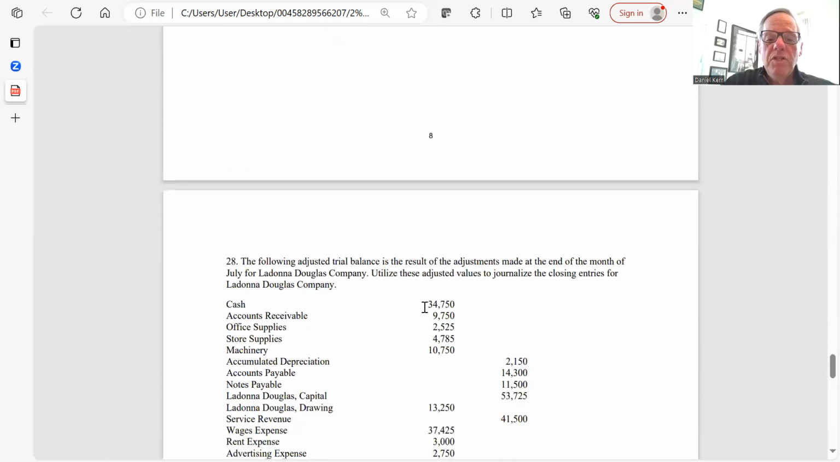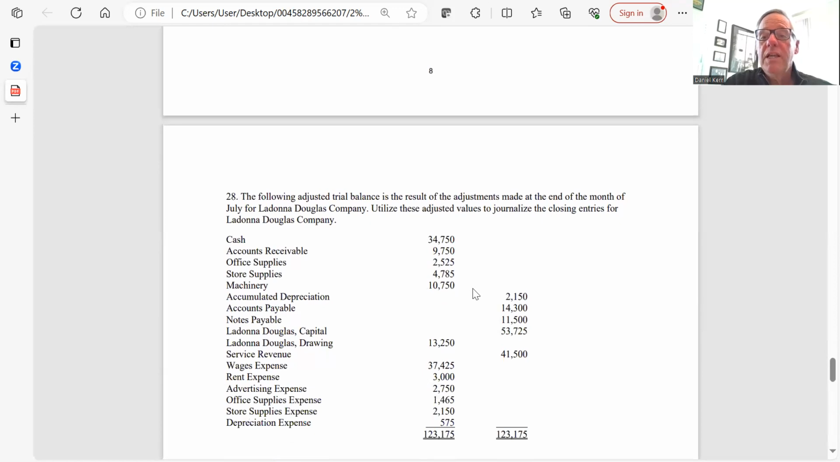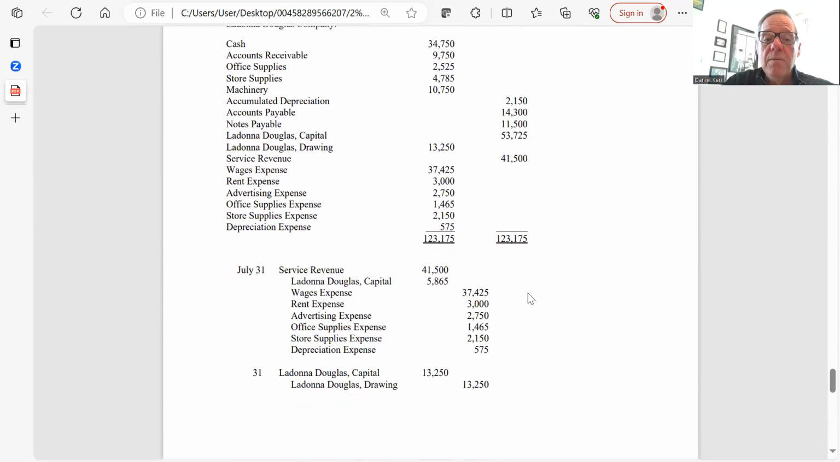And then the last one should have been pretty simple. We're looking for the closing entries. And all we do here is we have 2 entries. First, we close out the revenue and expense accounts. If the revenues are larger than the expenses, you get a credit to capital. If the expenses are larger than the revenues, you get a debit to capital, which was the case here.